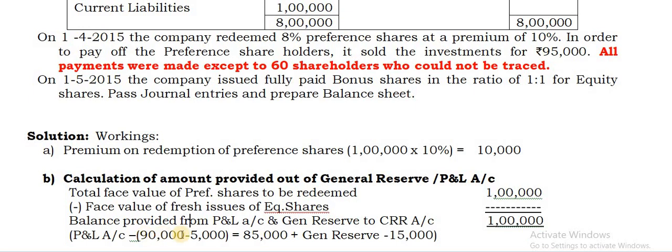So profit and loss account 90,000 minus 5,000. Again, don't get confused about where this 5,000 is from. This is the loss on sale of the investments. So that is being deducted. Balance 85,000 is available. To this add the general reserve of 15,000. So together it will be 1 lakh. So this is the amount being provided out of the divisible profits. So CRR. Alright.